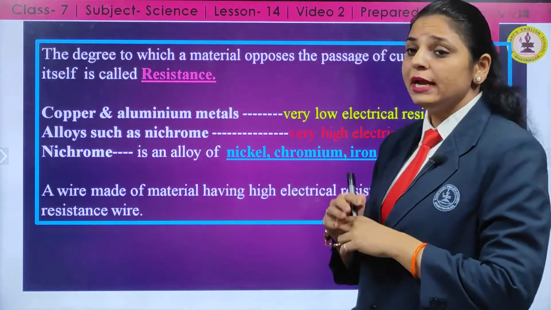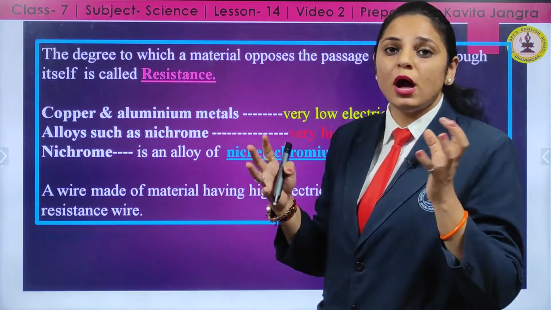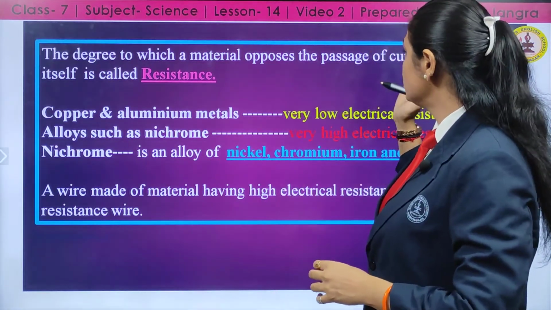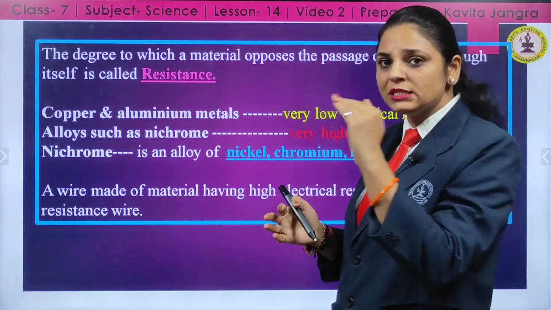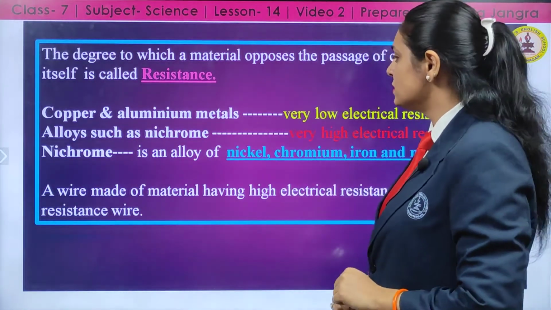What is resistance? It is the degree to which a material opposes, what to oppose? The passage of current which is passing through it. That is known as resistance.